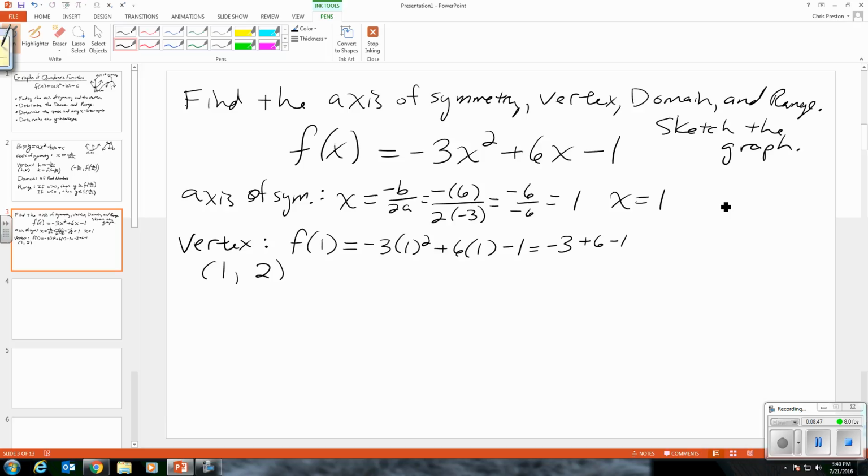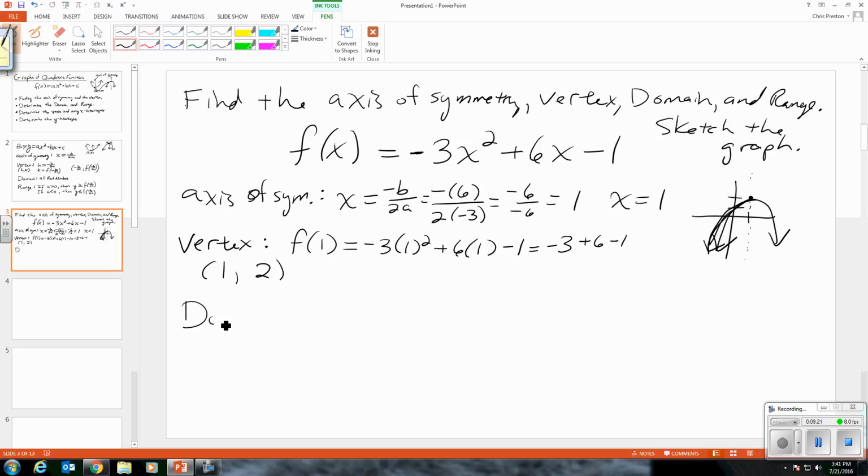And I can actually go ahead and sketch this picture at this point with this information. So 1, 2, that's the vertex, that's the turnaround spot. That's my axis of symmetry. Okay. And then I know this is negative 3x squared, so I know my parabola is going to be facing down. So it's going to look something like that. Maybe a little bit more nice curve, but you get the idea. Looks something like that.